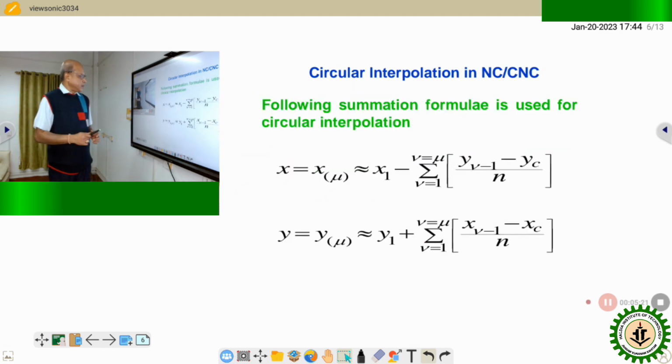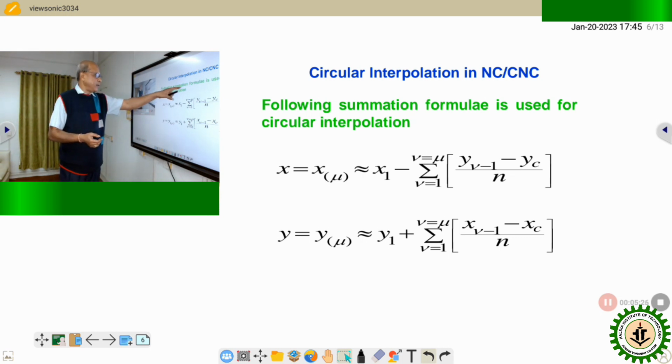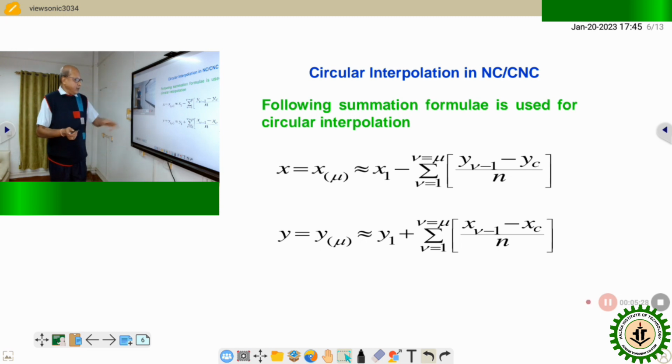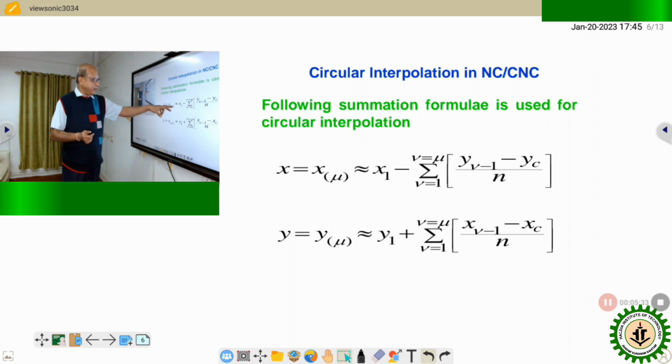Now for this purpose, similar to the straight line system, two summation formulas are used. One is x equal to x_ν, which can be written approximately as x_1 minus the summation of (y_{ν-1} minus y_c) divided by n, where the summation is taken with ν varying from 1 to μ at any particular instance. Afterwards, I will move toward its derivation. And similarly, for the y-axis, a similar expression is there.